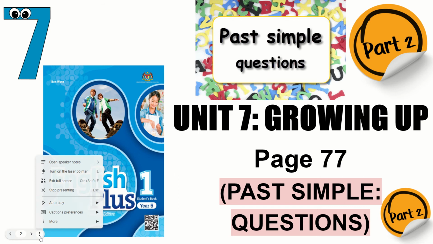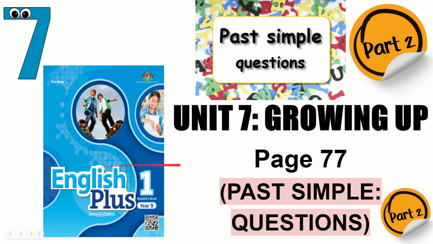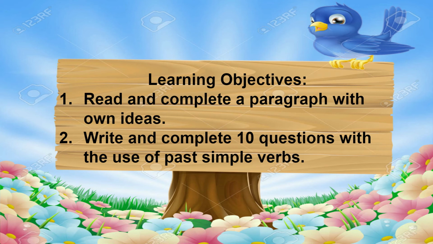Today we'll be looking at Unit 7, Growing Up, on page 77, Past Simple Questions, Part 2. If you have not watched Part 1, you can click the link on top here and go to Part 1 before you proceed with Part 2. The learning objectives for today are: number one, you should be able to read and complete a paragraph with your own ideas. And number two, be able to write and complete 10 questions with the use of past simple verbs.